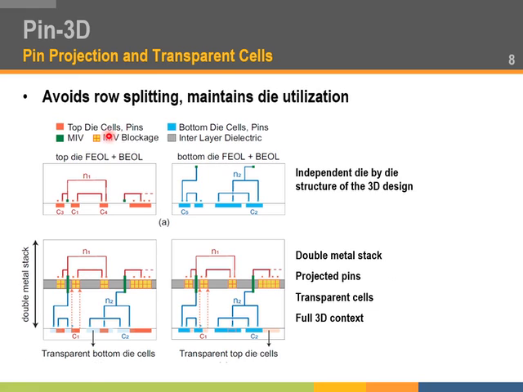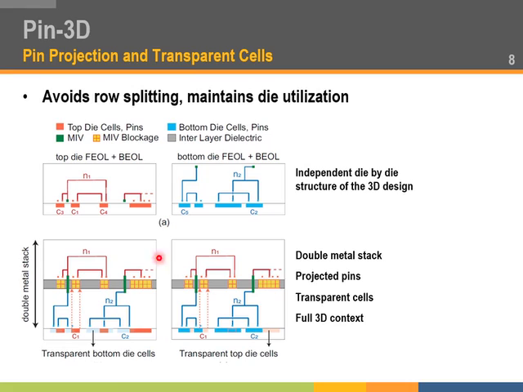In Pin3D, we avoid row splitting and the number of LEF variations is equal to the number of dies in the 3D design, or the number of tiers, and not the height of the rows in different tiers. We achieve this using transparent cells and die-by-die optimization that contains full 3D context. So what are transparent cells and die-by-die optimization? For example, in a normal die-by-die split, each die is independent and unaware of the routing and cells from the other die. But in our case, we have the full 3D connectivity in both the top and bottom die stages.